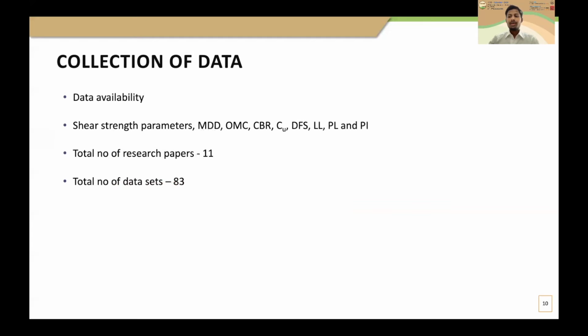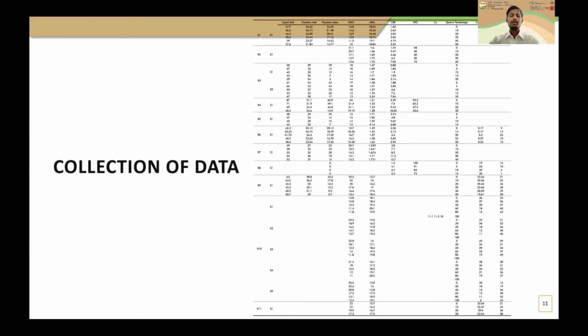When it comes to the collection of data, there are many researchers who have worked on soil improvement using quarry dust. Those researches are done considering so many parameters like maximum dry density, optimum moisture content, California bearing ratio, coefficient of uniformity, differential free swelling, and Atterberg's limits. I have gone through 11 research papers and have collected 83 datasets. These are the 83 datasets that I have collected.